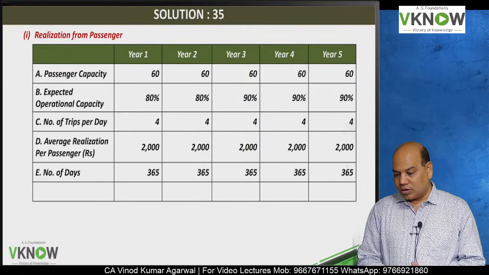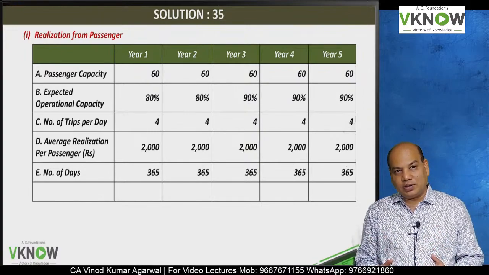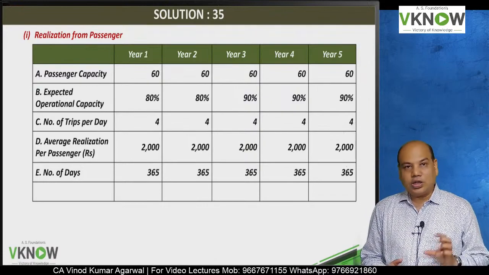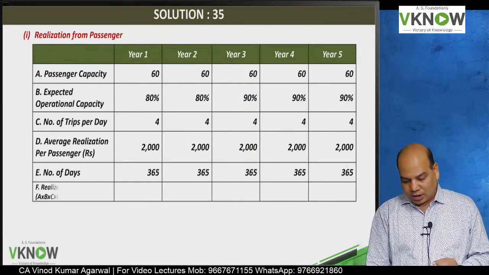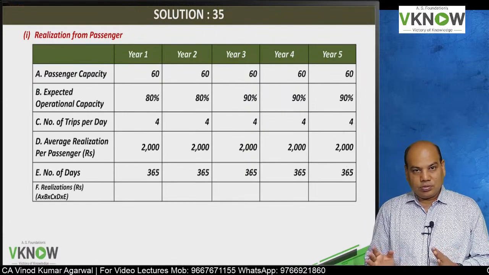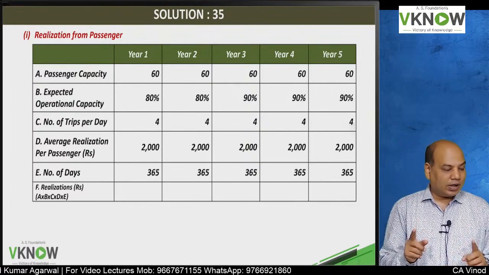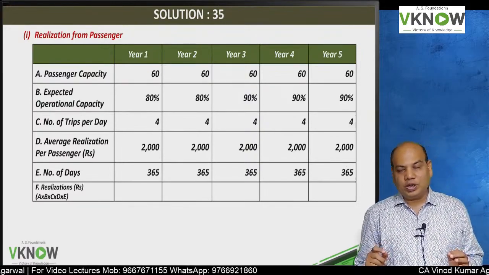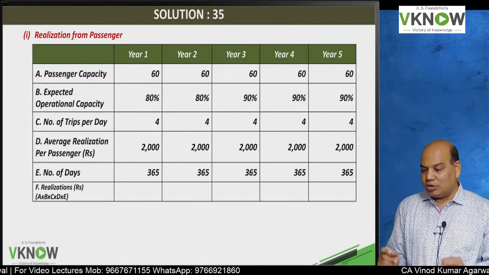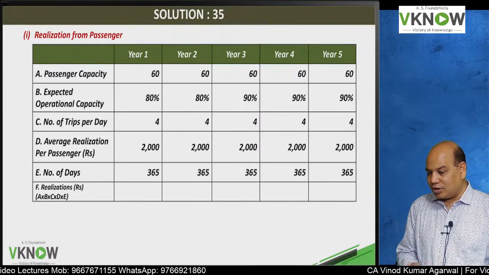What is your task now? Multiply all the 5 variables and that will give you annual revenue. Okay, revenue for each year. So point number F, write down realization. Under that write A into B into C into D into E. Take your calculator imported from China and calculate.